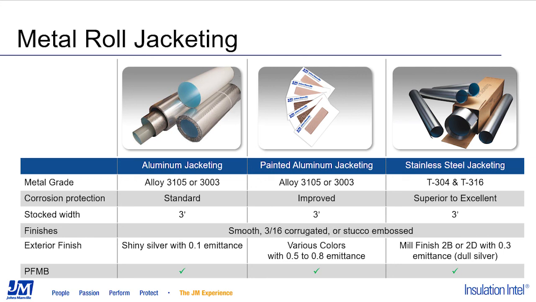Bare aluminum is quite shiny and has an emittance of 0.1. Painted aluminum can be different colors. It has an emittance of 0.5 to 0.8 depending on the type of paint. Stainless steel jacketing has a duller mill finish with an emittance of about 0.3. For insulation system design where the outer surface temperature is important, like personal protection and condensation control, a lower metal jacket emittance will usually require the use of greater insulation thickness.